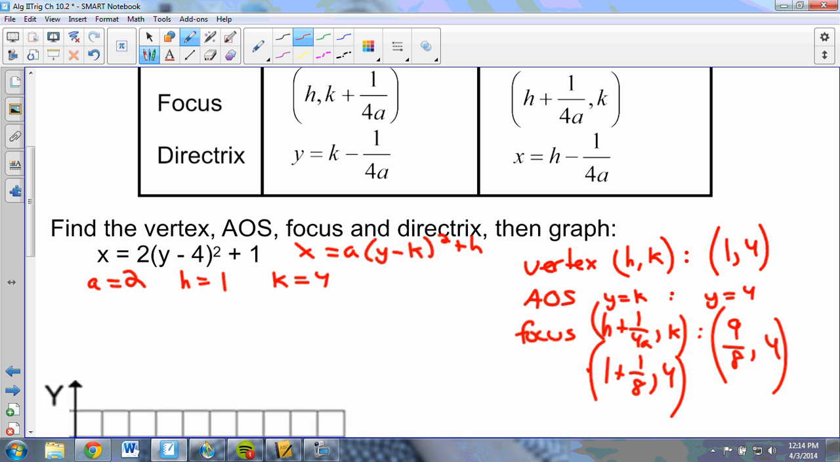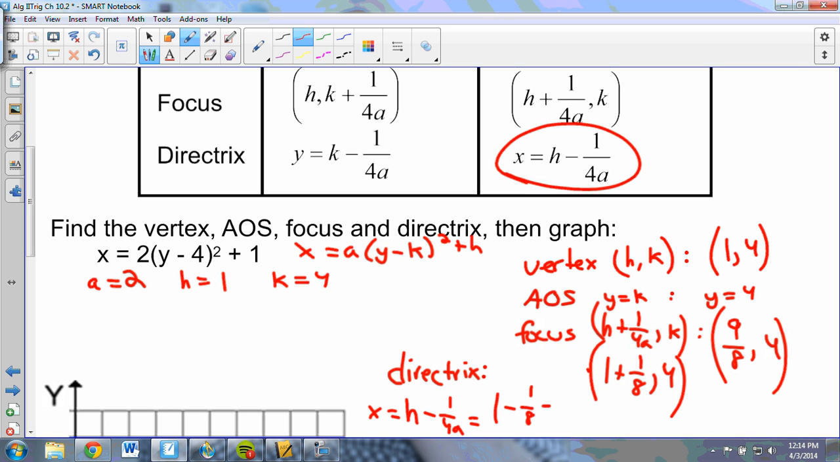Okay. Finally, let's find the directrix. To find the directrix, I do x equals h minus 1 over 4a. It's going to be 1 minus 1 over 8, which is 7 over 8. So the directrix is the line x equals 7 over 8.